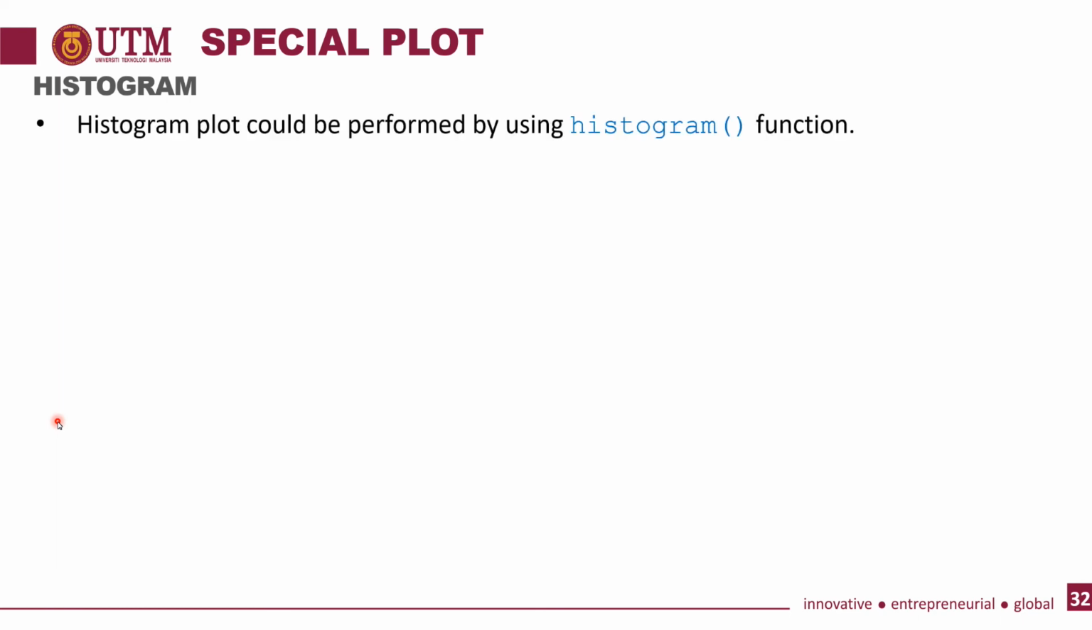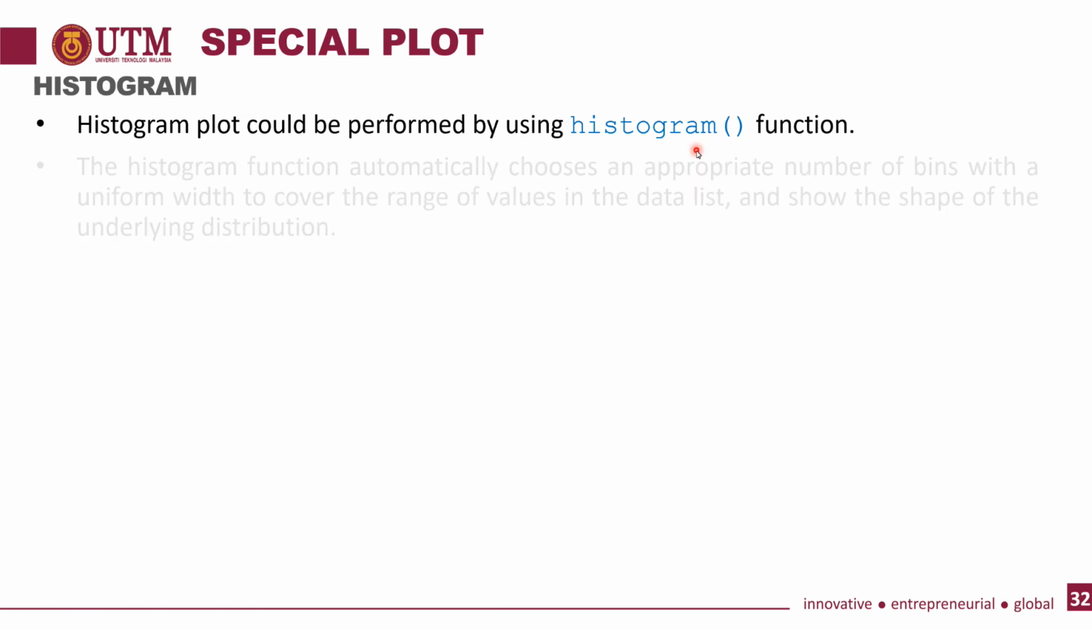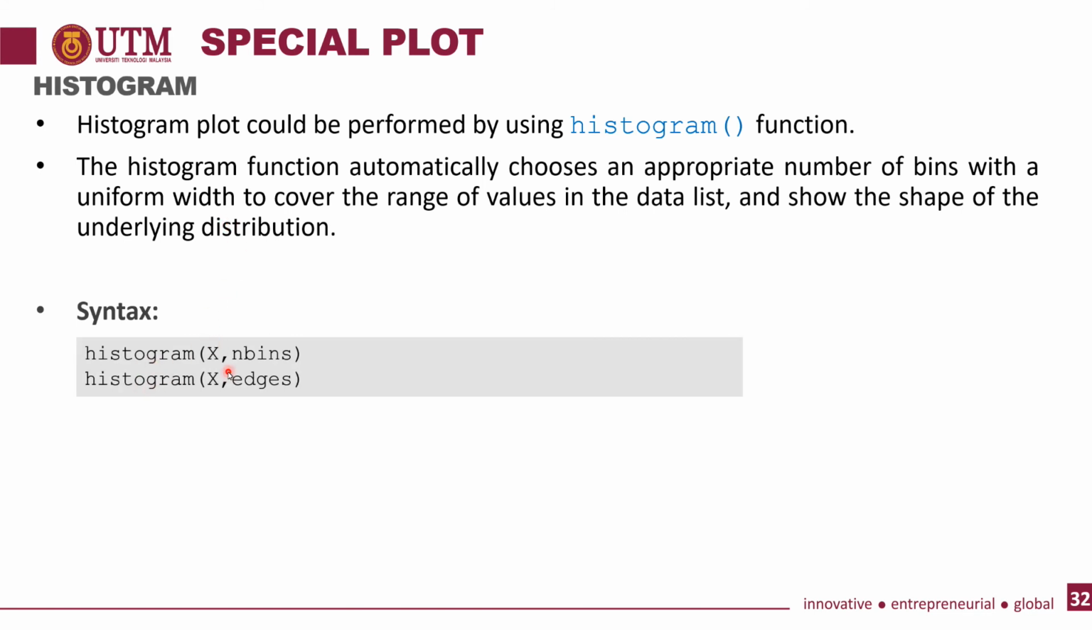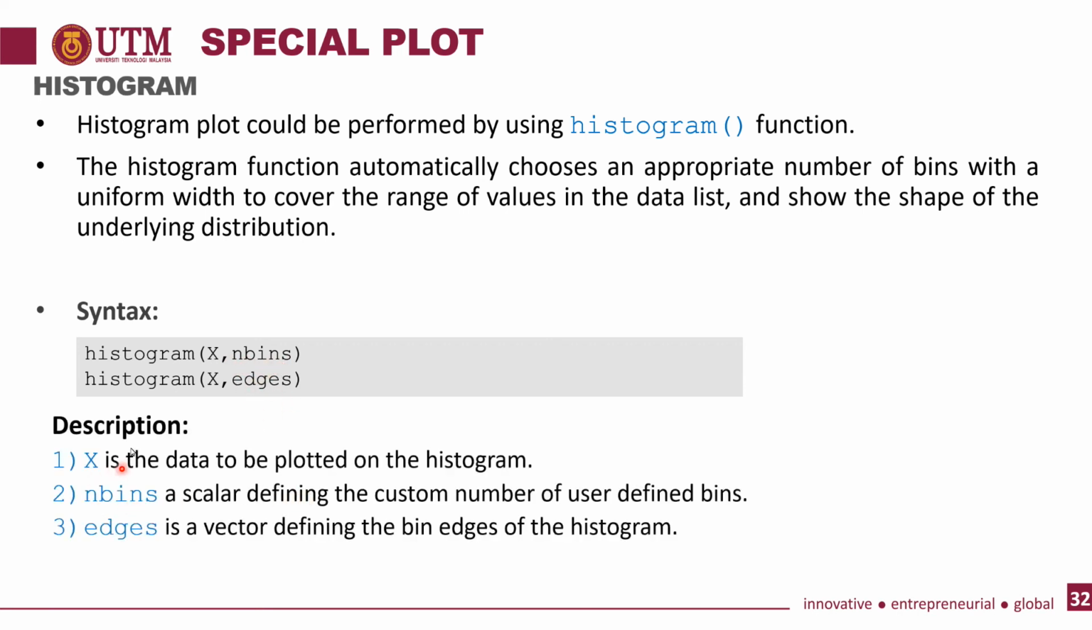All right. And the last part of the special plot is histogram. Histogram plot could be performed by using the histogram function. So you can also design your histogram by using the histogram function. The histogram function automatically chooses an appropriate number of bins with a uniform width to cover the range of values in the data list and show the shape of the underlying distribution. So the syntax that you can use is histogram, x is the data, and the next part is the number of bins or the edges. The description is x is the data to be plotted.